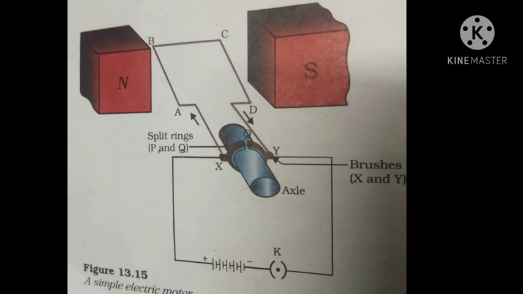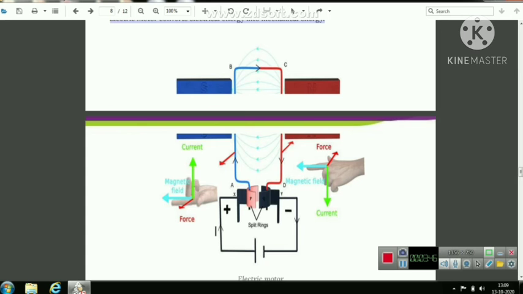Therefore, the coil and the axle rotate half a turn more in the same direction. The reversing of the current is repeated at each half rotation, giving rise to continuous rotation of the coil and to the axle. If you see here, the rectangle ABCD means here is the motor. Here I will highlight it once again.